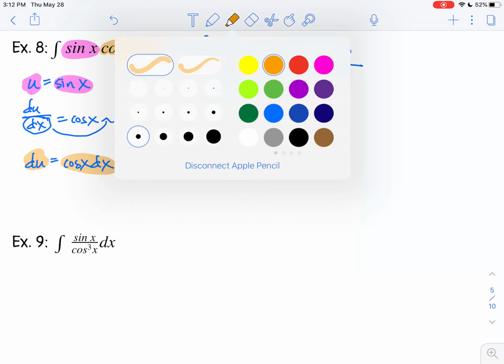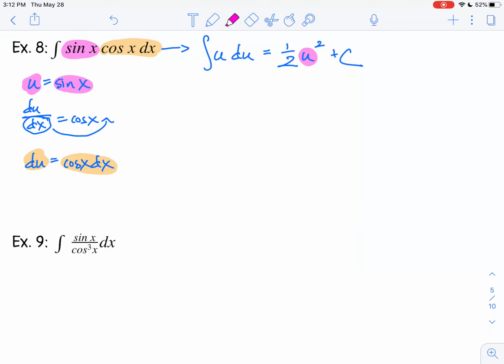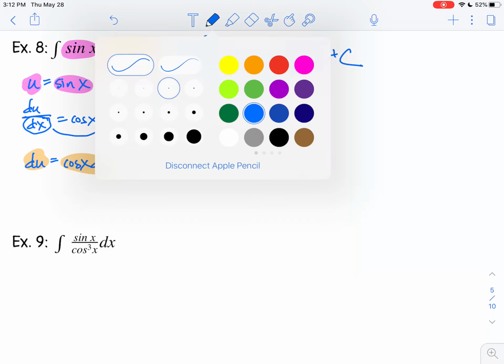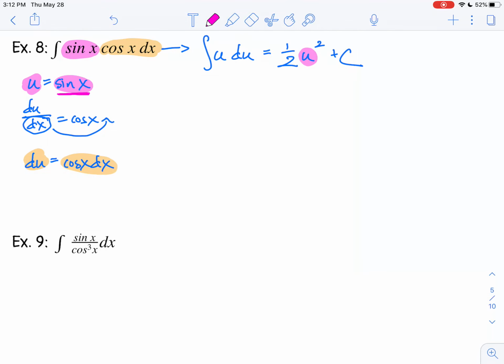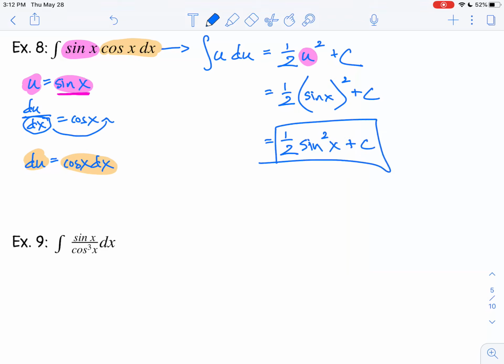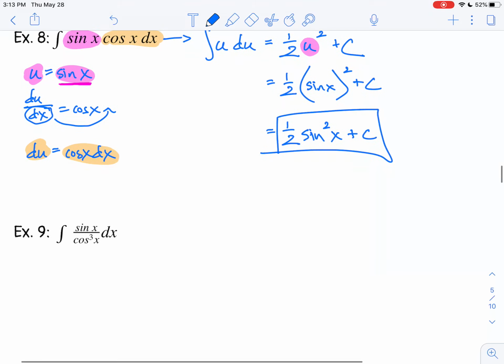Now, we don't want to leave our answer like this. We want to make sure that we put back in the letter we started with. So everywhere we see the u, we're going to go ahead and put back in the sine x. So that's going to give us 1/2 sine x squared plus c, or we more traditionally write that as 1/2 sine squared x plus c. Right? So a quick u sub problem. Let's go ahead and do one more.